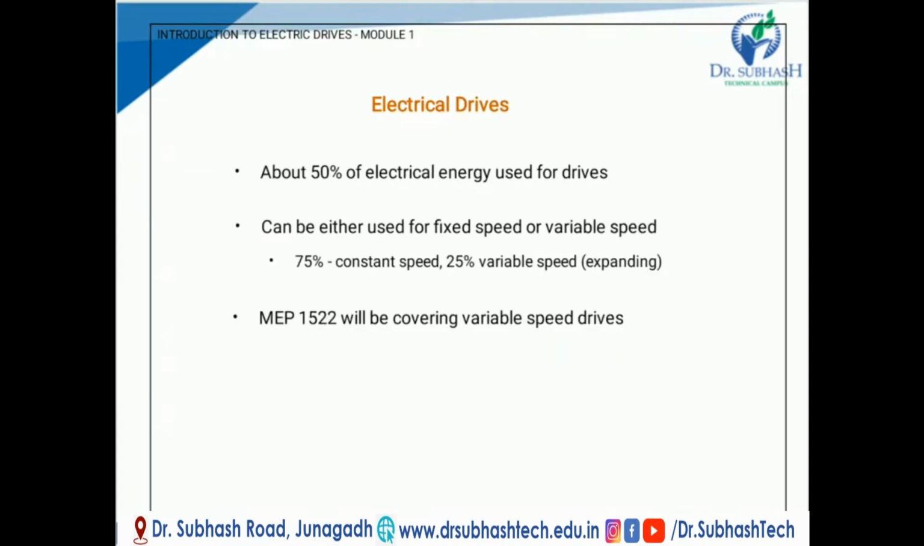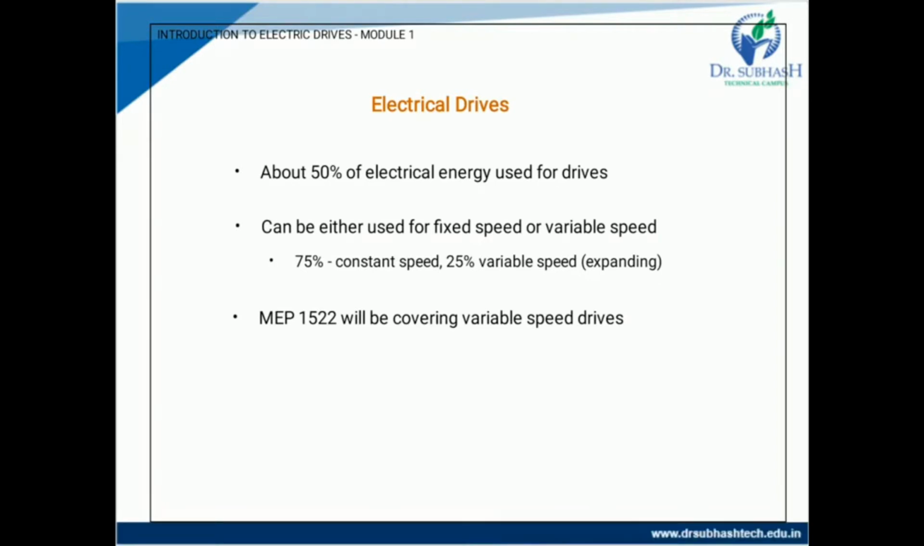Electric drives account for about 50% of the total electrical energy used for drives. So it is a huge amount for this topic. Most of the electrical energy is utilized in electrical drives, so we must be careful about their losses, their features, and their applications. They can be used for either fixed speed or variable speed. Of that, about 75 percent is constant speed and 25% is variable speed.